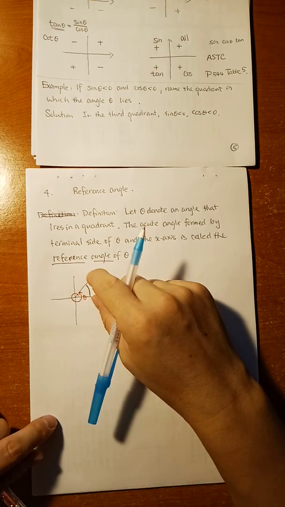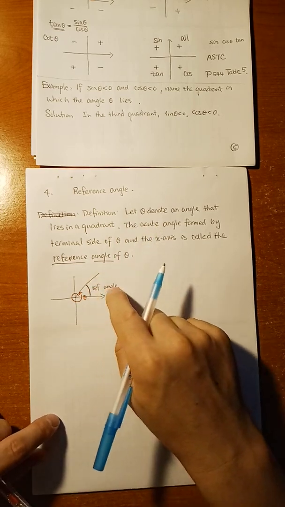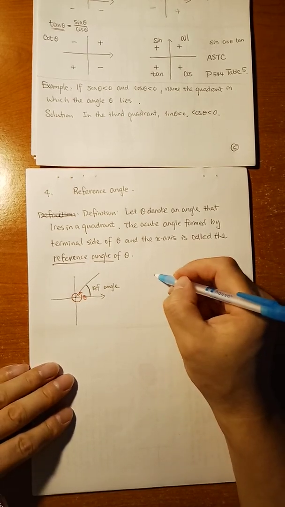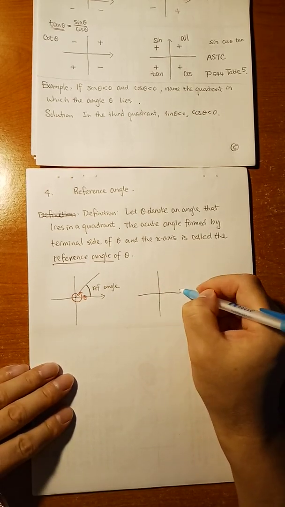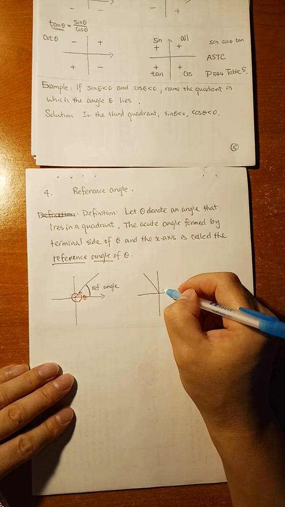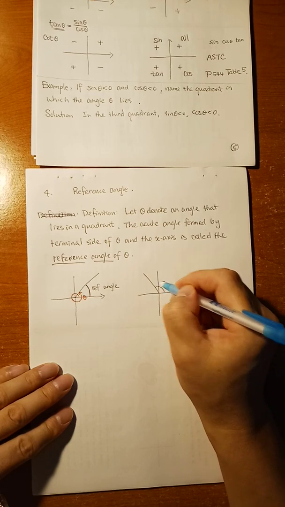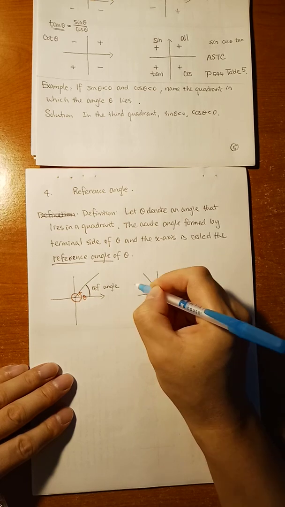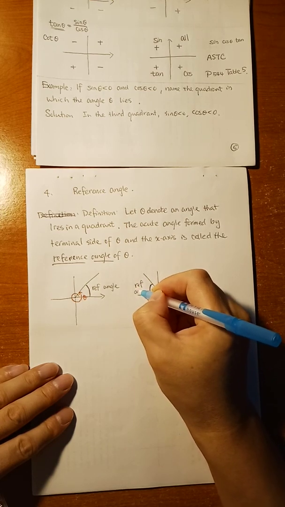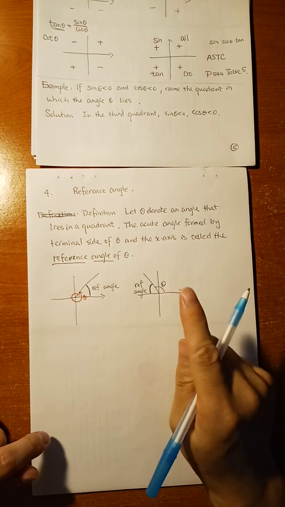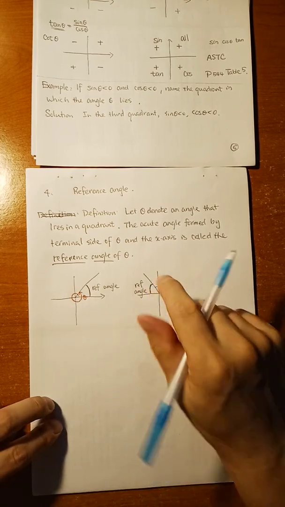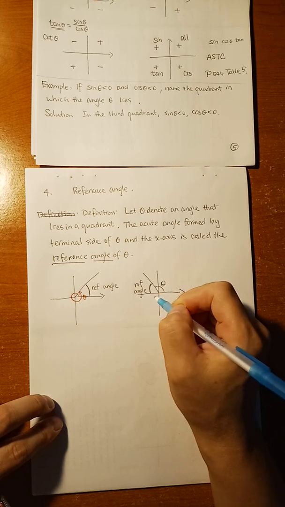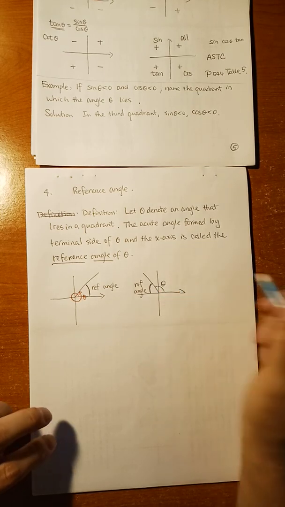Okay, the reference angle is just the acute angle formed between the terminal side and the x-axis. In the second quadrant, let's just make life simple. If this is theta, then what is the reference angle? This one. We need an acute angle, so you can only get an acute angle between the terminal side and the negative x-axis. Okay, so this is the reference angle.